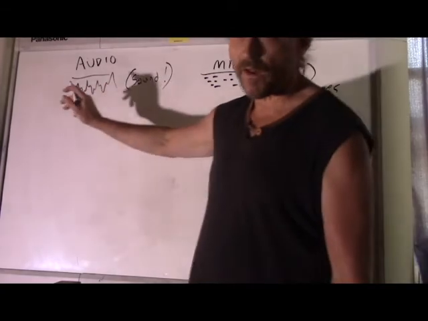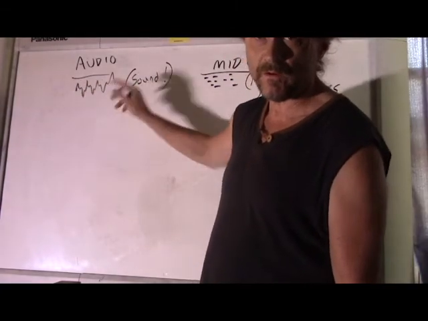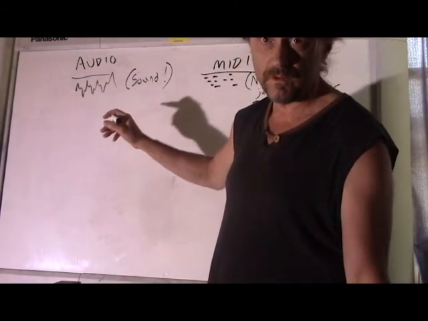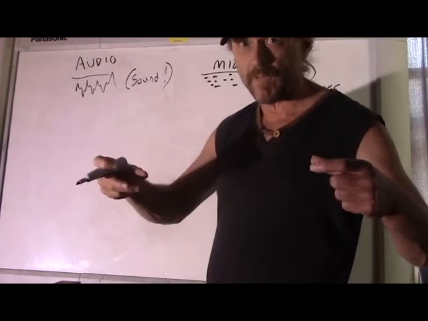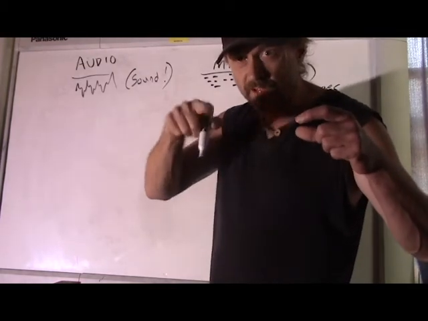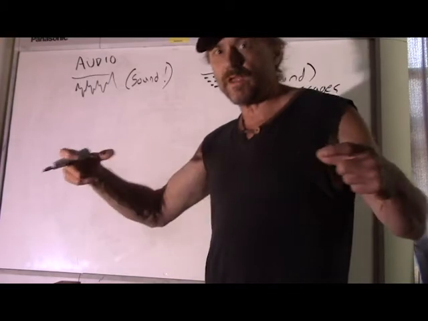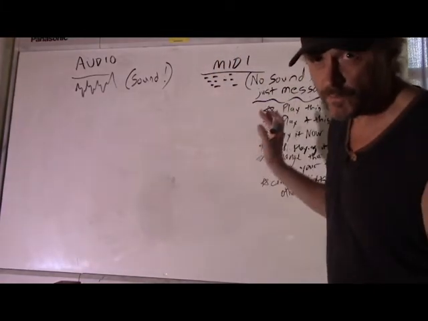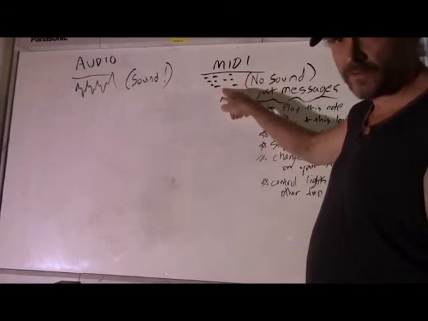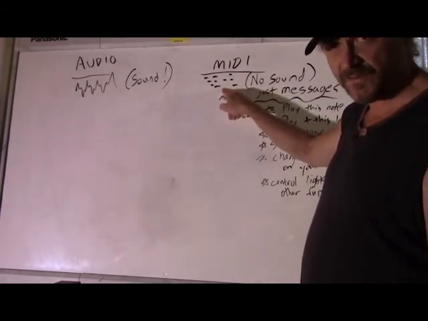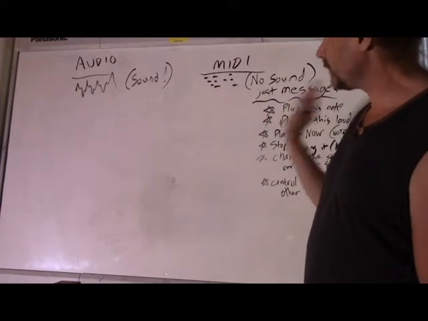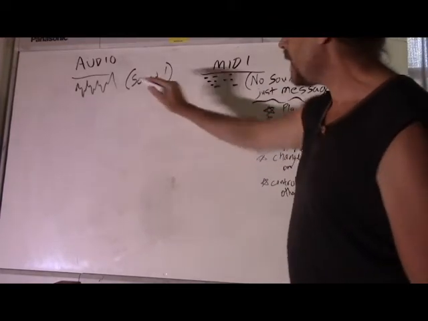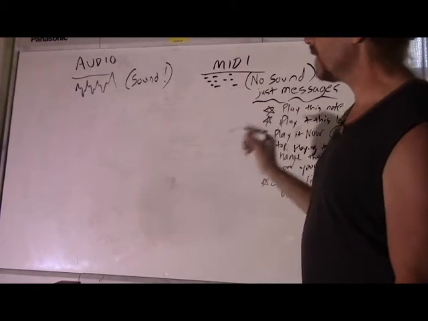Audio, on an audio track, there's actually sound in there like it was a tape recorder, right? Boom, magnetic tape has all these little electronic waves on it that play back and you hear the sound. MIDI, boom, no sound in there. These little notes have to have a synthesizer to play back. I'll explain more about that later, but just know audio has sound, MIDI has no sound.